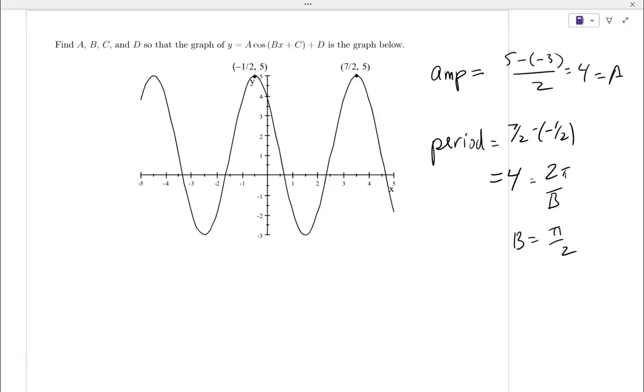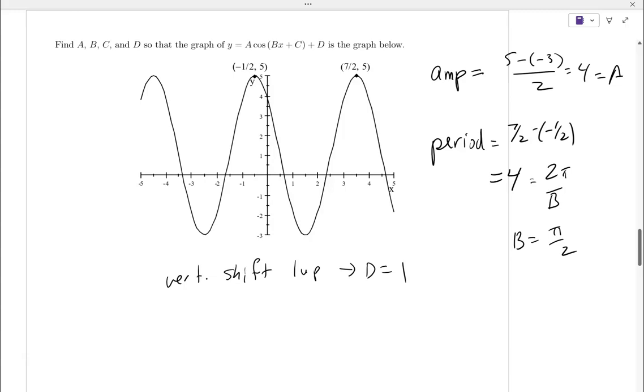2. I think it's 2. It's going to be 4 up and 4 down, right? So it's going to be at 1, right? So instead of the middle being at 0, the middle is now at 1. So what does that mean your D is? +1. Good. Yep. So your vertical shift is 1 up. So your D is 1.